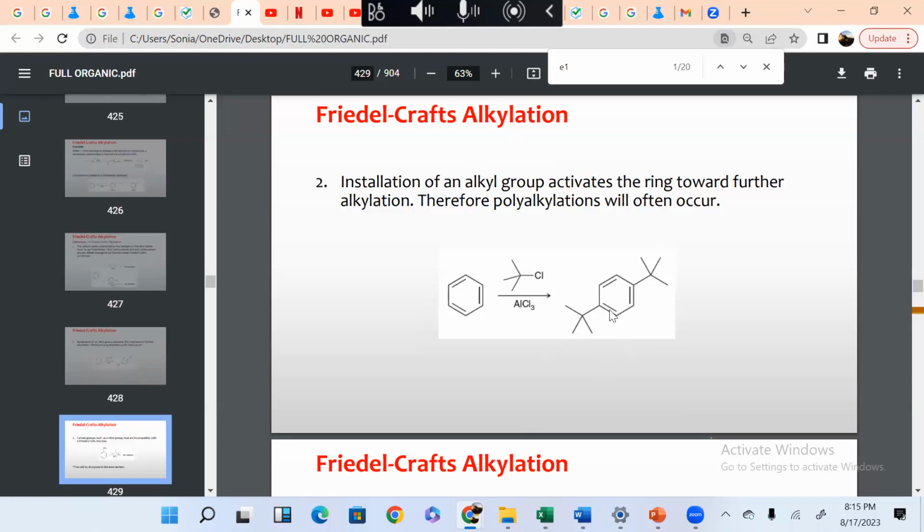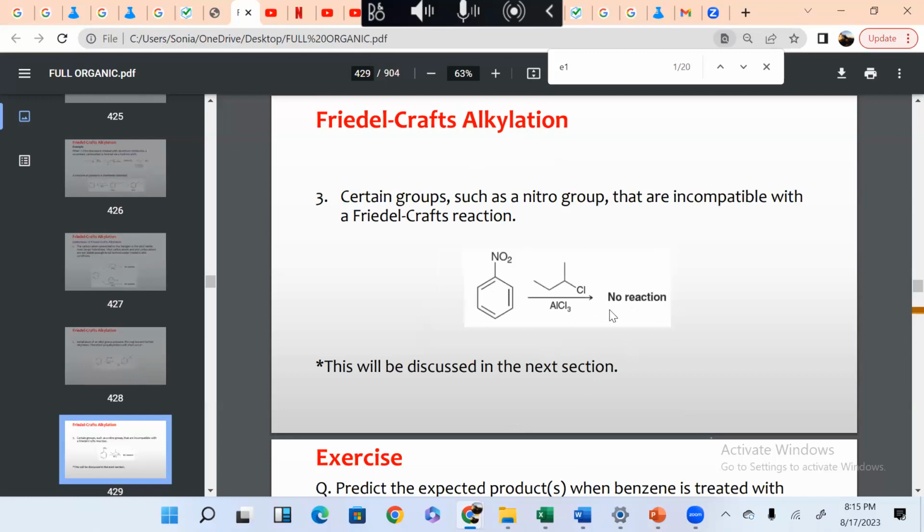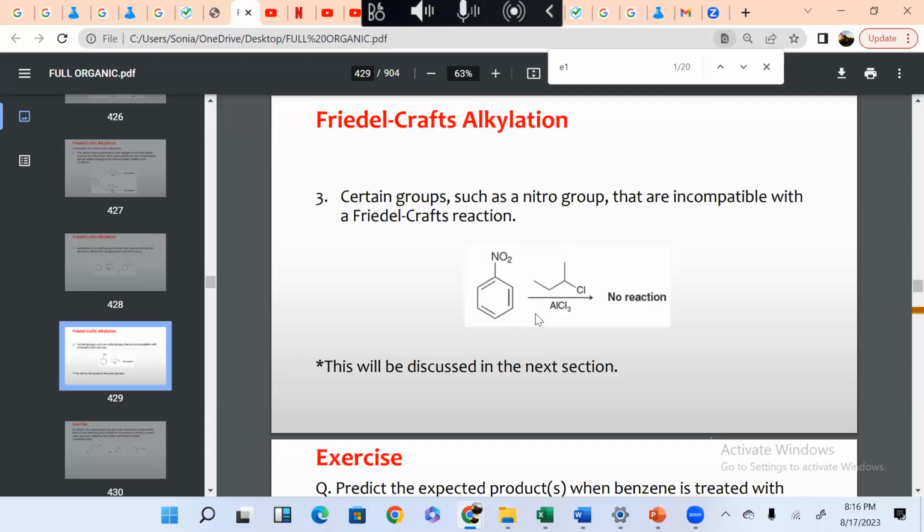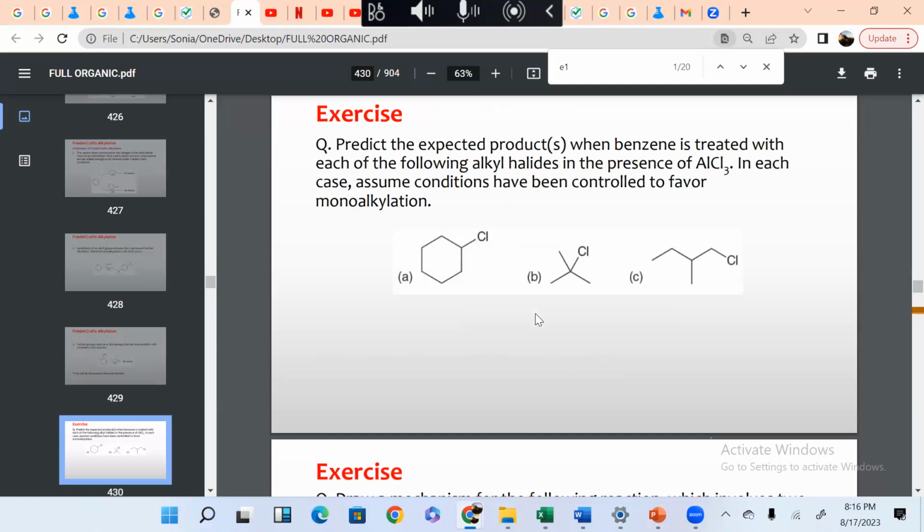to the benzene ring. Certain groups, such as the nitro group, are completely incompatible with Friedel-Crafts. So if you have this benzene which is substituted here with this, it will not happen because of the deactivating groups. You'll be able to see that briefly in the next section. So yeah, I think that's about it. With Friedel-Crafts alkylation, it's just the same thing. The leaving group leaves, and then you have attachment of whatever alkyl group is there.